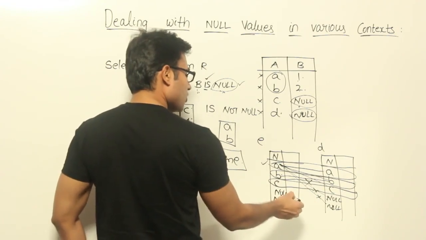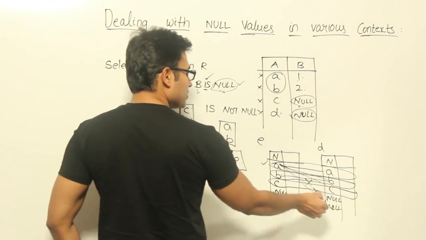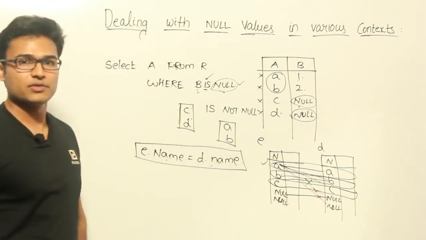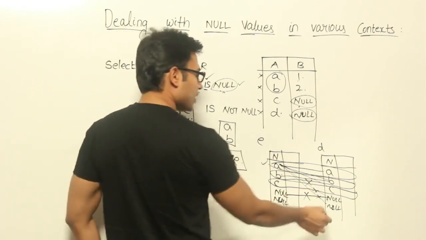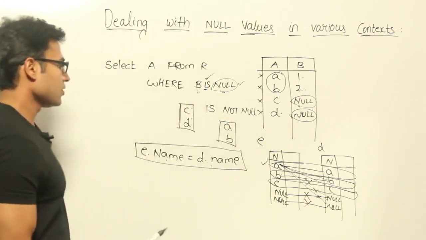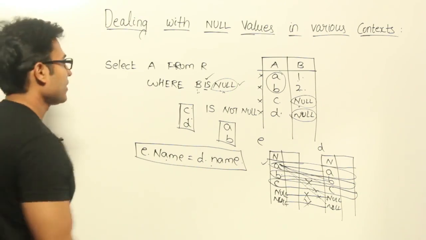Now when you compare these two, as I told you earlier, two nulls are thought of as two different values. That is why this particular value will not be selected, and again this particular tuple will not be selected. Got it? So that is how you are going to get the null in case of where, right? Okay.